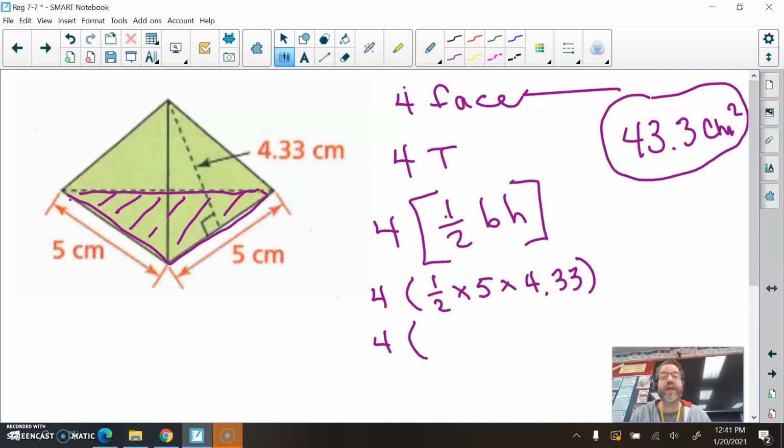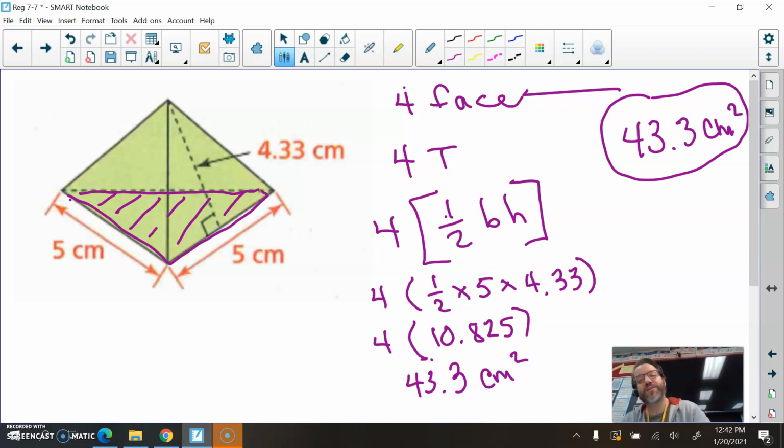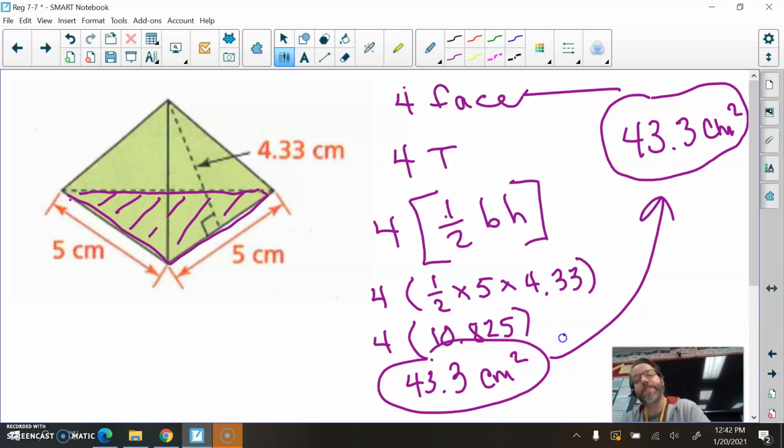So 4.33 times 5 times, now how would I multiply by 1/2? Well, 1/2 as a decimal is 0.5, isn't it? So I'm going to multiply by 0.5 on my calculator. I get 10.825. That's the area of one of those triangular faces. And then I'll multiply by 4, because all 4 of these triangles in this figure are identical. And you know what I get? 43.3 square centimeters. Same answer. Okay?